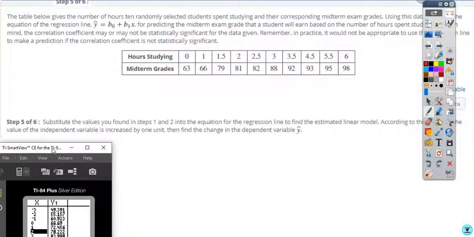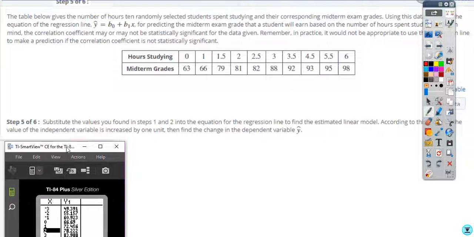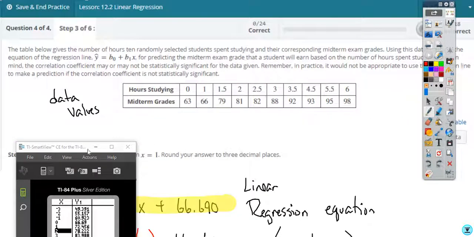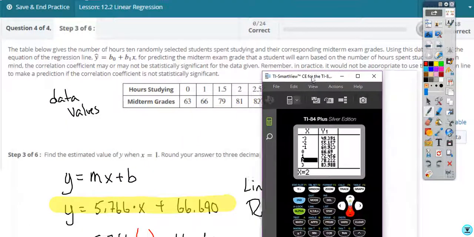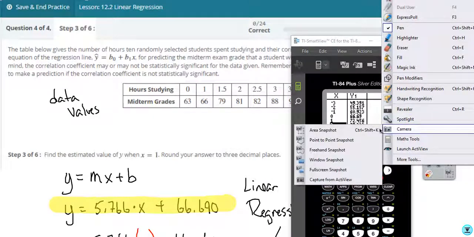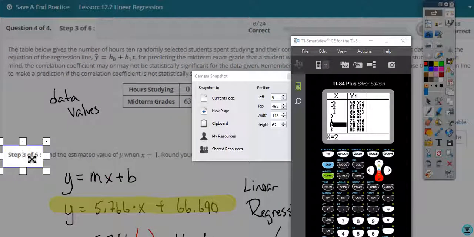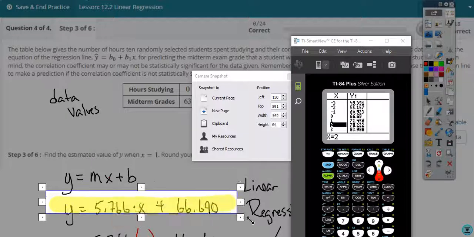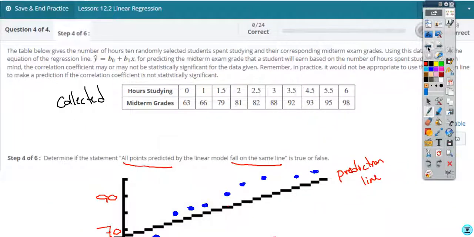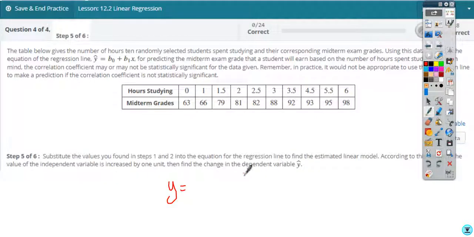Okay, so step number 5, it says substitute the values found in step 1 and step 2 into the equation. We did that. So let's go ahead and write that out. That gave us that equation, y equals 5.766x. And let's cheat. Let's use some technology to do this. Camera, area snapshot, and bing, put it on our clipboard, go back to that page, and right click.